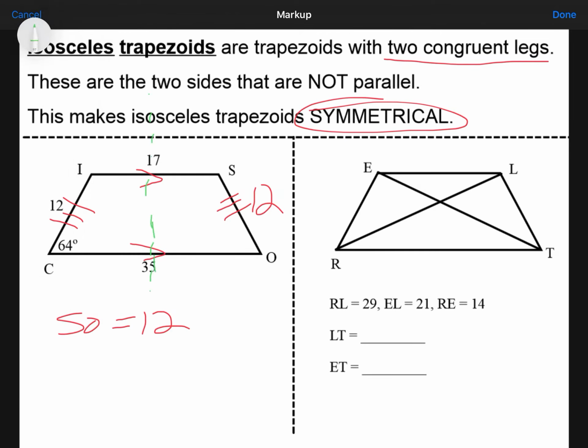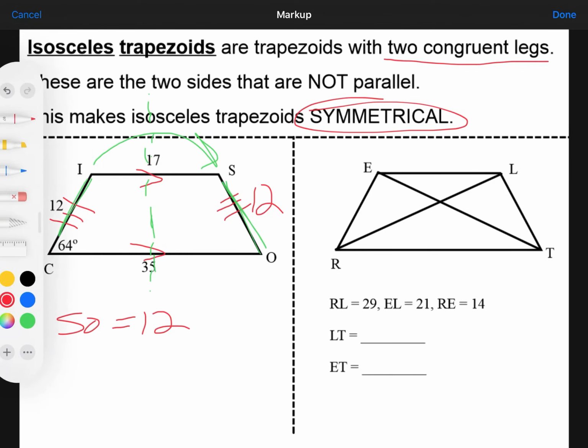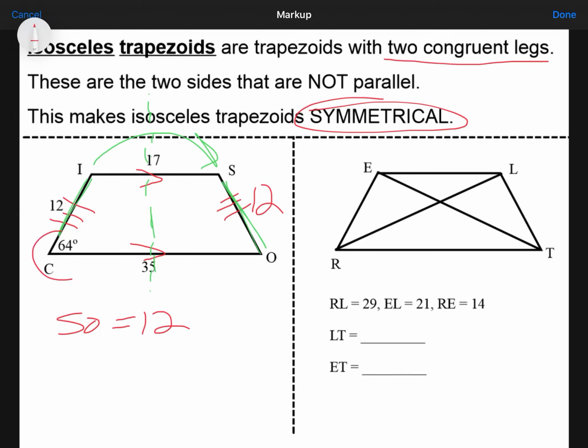In other words, split this right down the middle and imagine you folded this left side over to the right side. This side CI would match up with this side SO, therefore they're equal to each other. It's really that straightforward and easy. Therefore, this angle of 64 degrees at angle C, if you folded it over, would match up with angle O. Angle O is also 64 degrees.